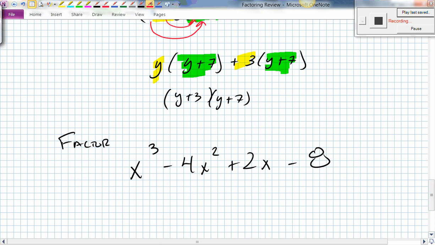So where does the word grouping come into play, right? Well, the grouping part is like this. What if I were to group these 2 terms and these 2 terms? I'm grouping them. I'm putting them in little groups. You guys see it? The first little group and the second little group.